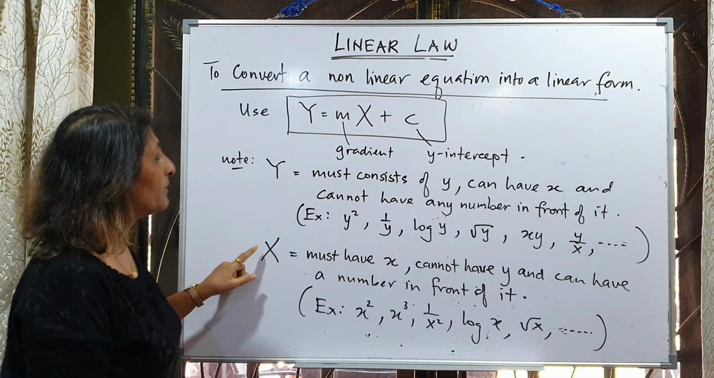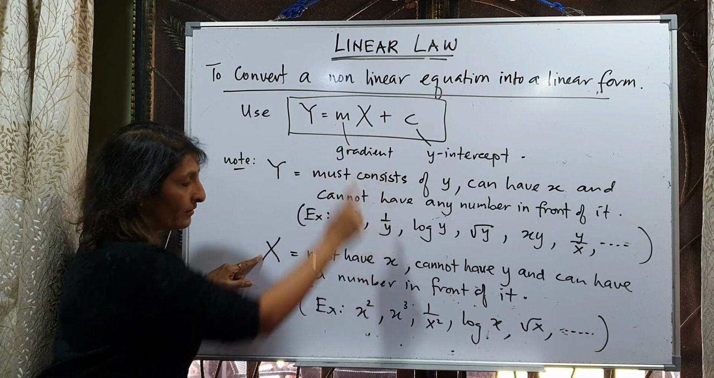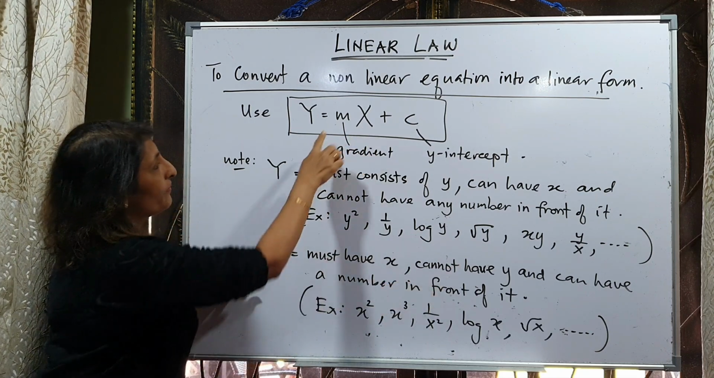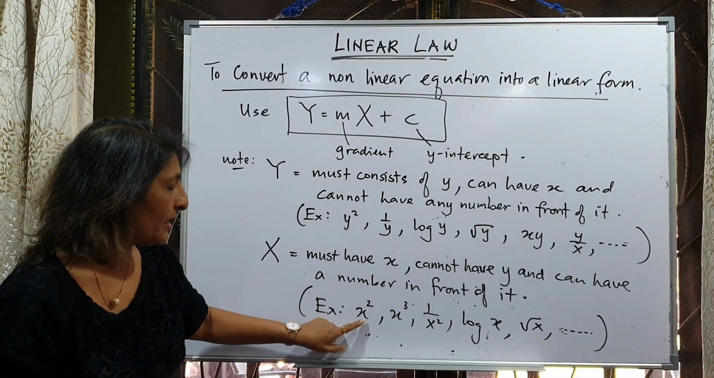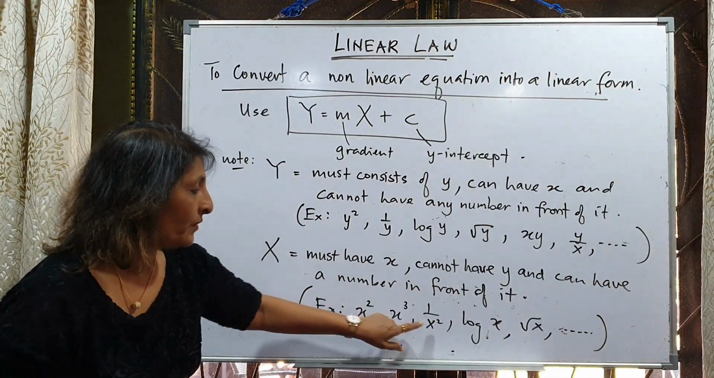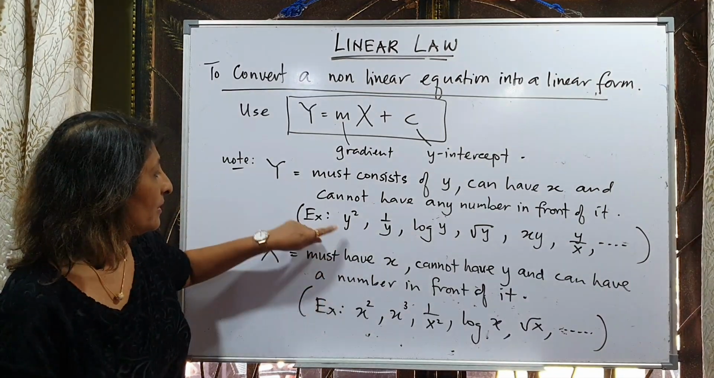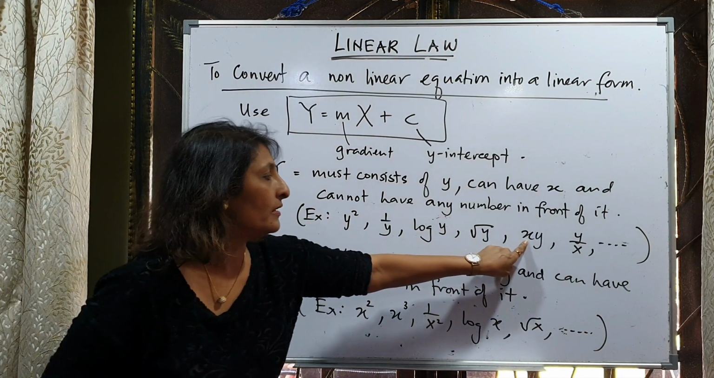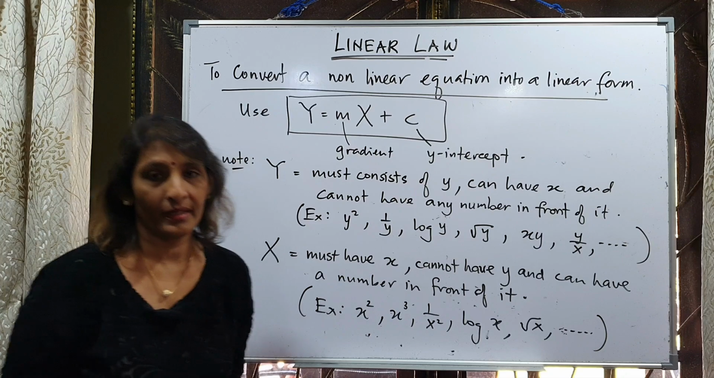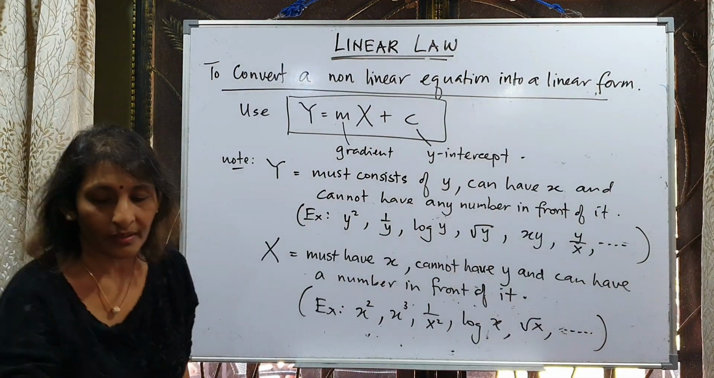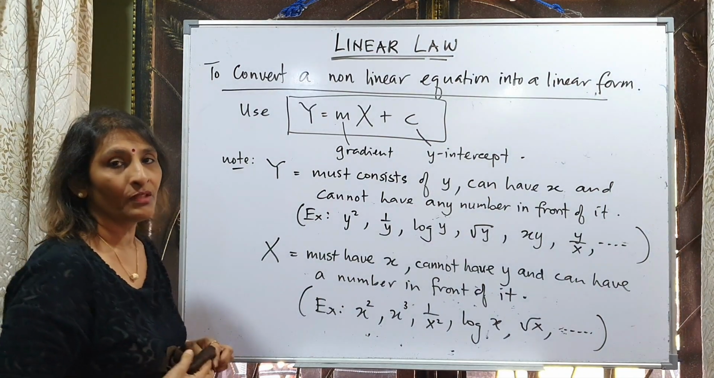Capital X must consist of small x, cannot have y here. And it can have a number in front because the number in front is the gradient. Examples of capital X will be x squared, x cubed, anything in the form of small x. That means capital Y can be in the form of xy also, can have small x, but capital X cannot have y in it. So these are examples. Okay, now we go on. I'll teach you the technique how to convert a non-linear to the linear form. You must remember this.